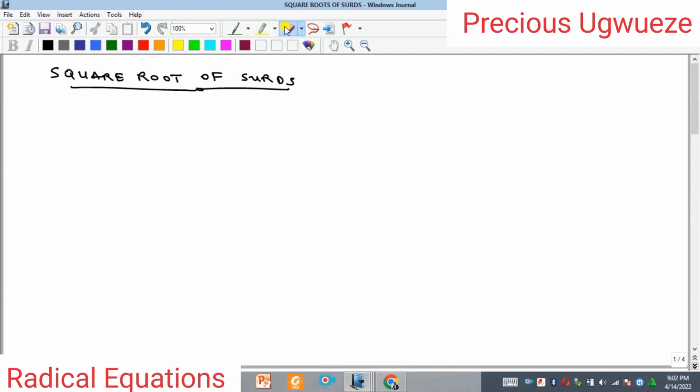In this class, we're going to quickly look at the square root of surds. If you have a surd, for example, something like a plus b root c, and you want to find the square root of this.